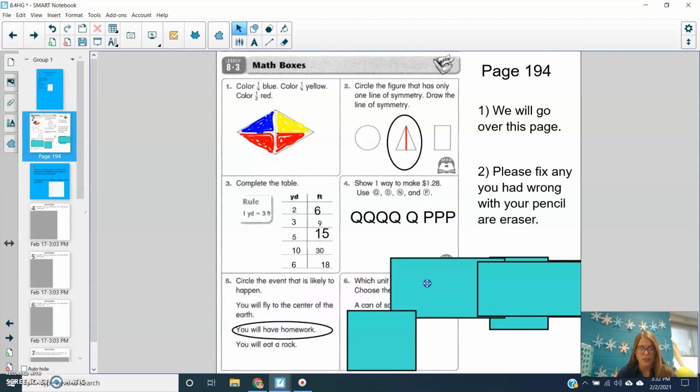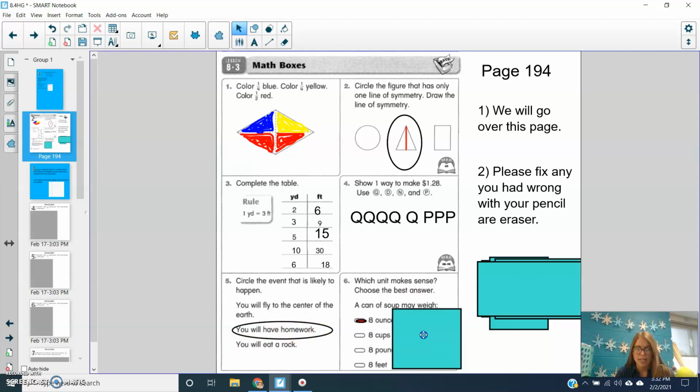For question 5, circle the event that is likely to happen, and I circled you will have homework. And then for our last question, number 6, which unit makes sense? Choose the best answer. And the best answer would be 8 ounces. If I had 8 pounds, that's the other one that would be talking about weight, but that would be way too much. Otherwise, I'd be talking about measuring or talking about how much is inside with capacity for my 8 cups. So double check to make sure you have yours before moving on to the next part of the lesson.